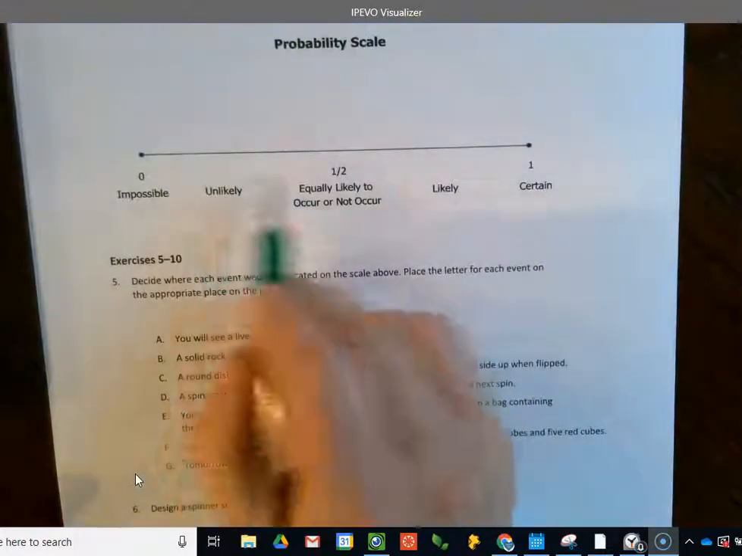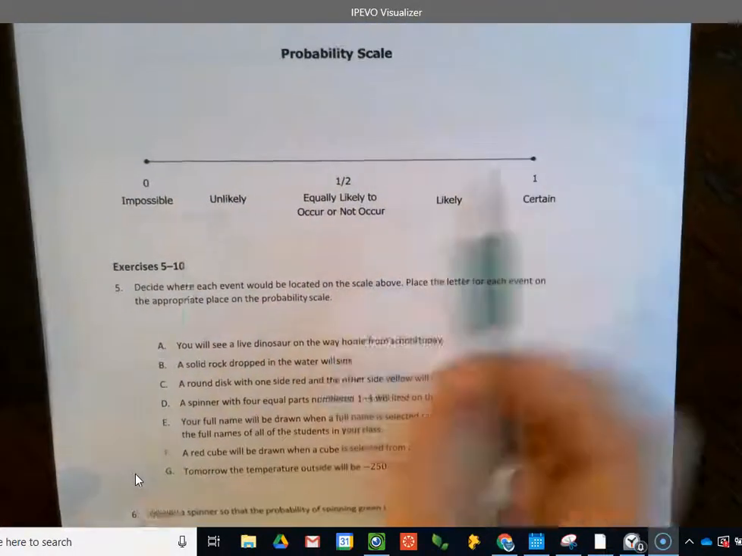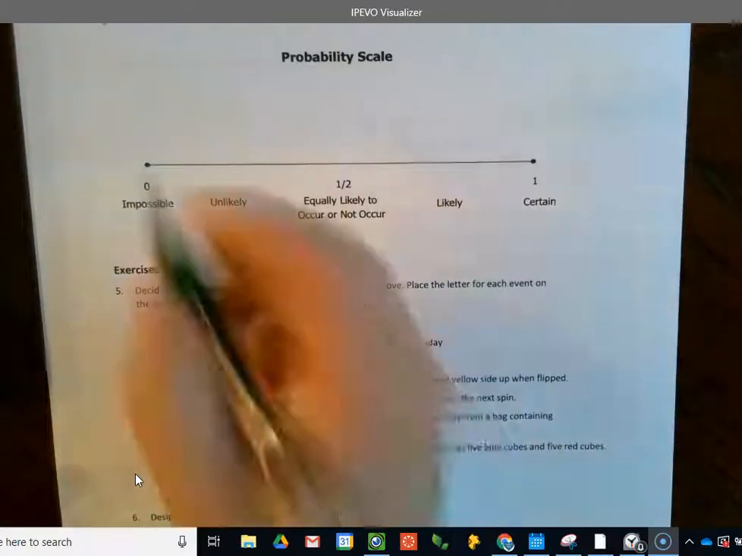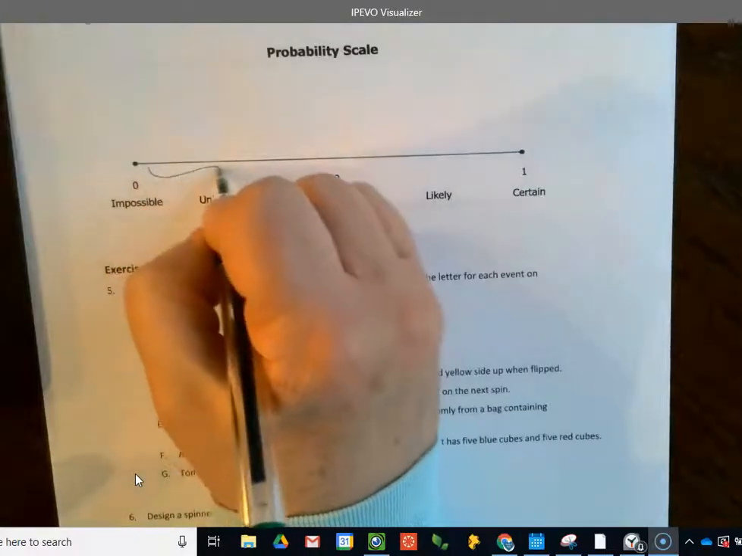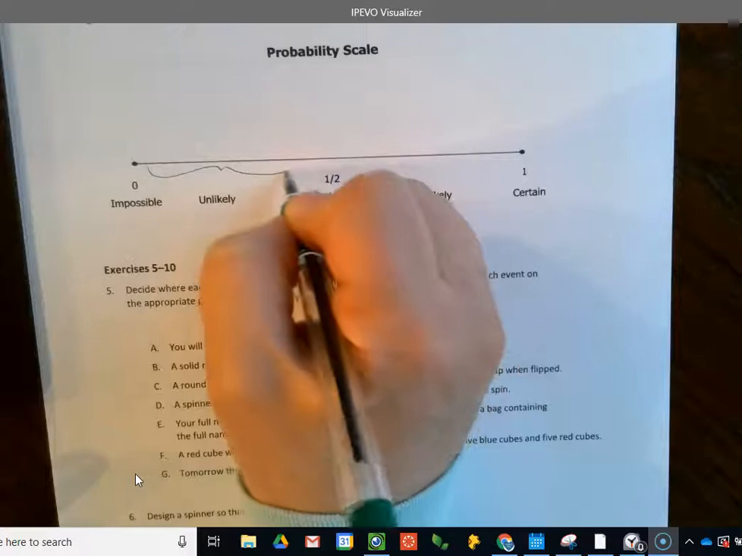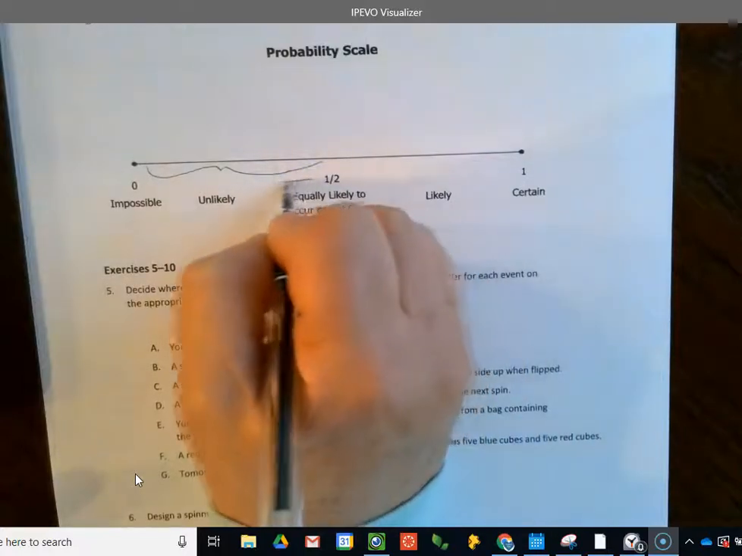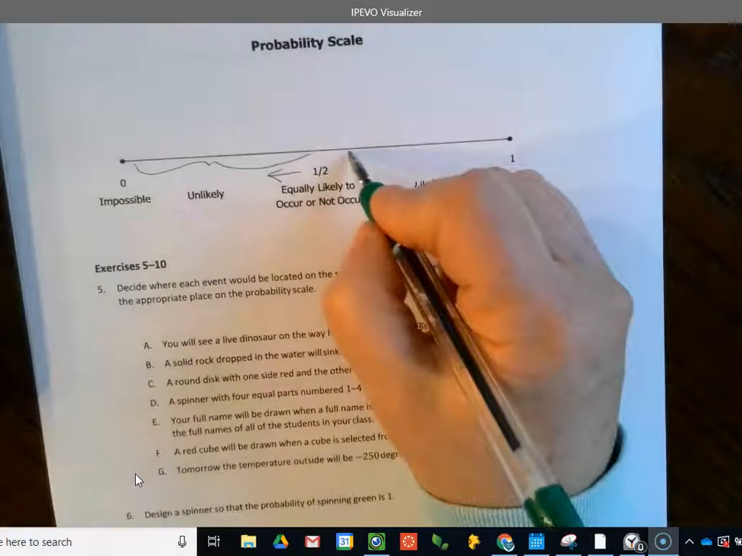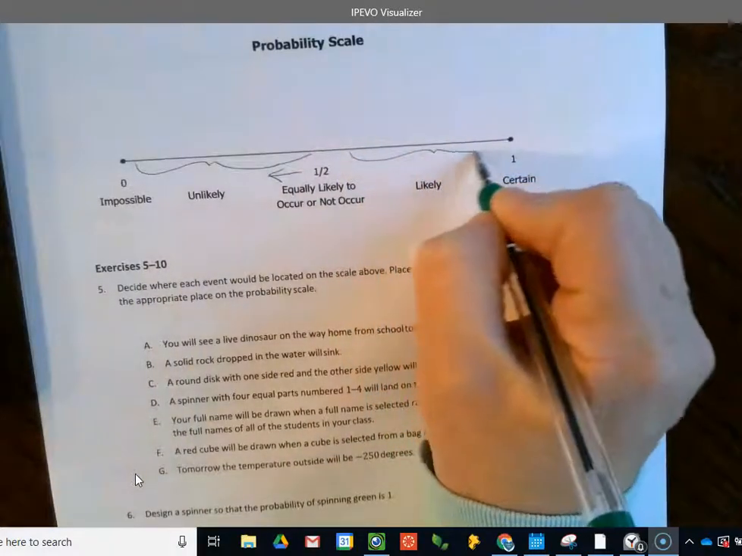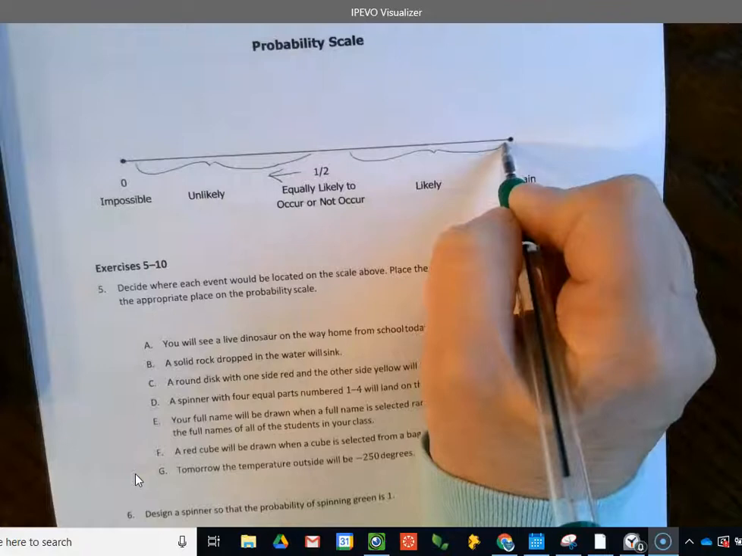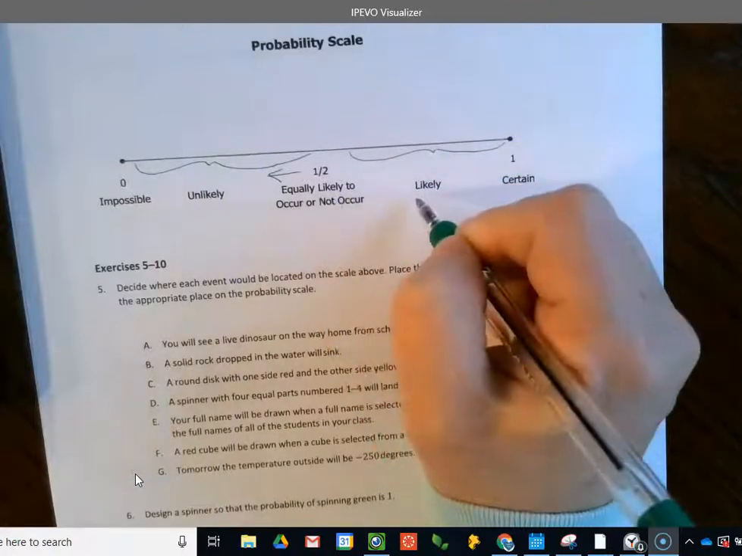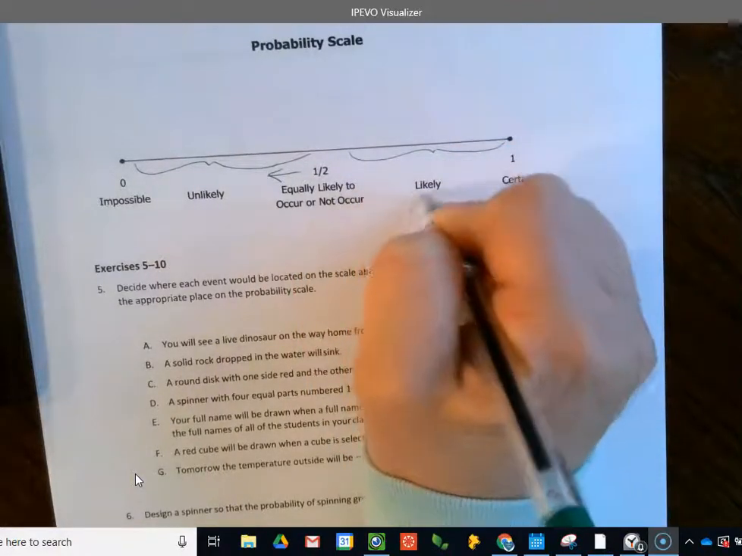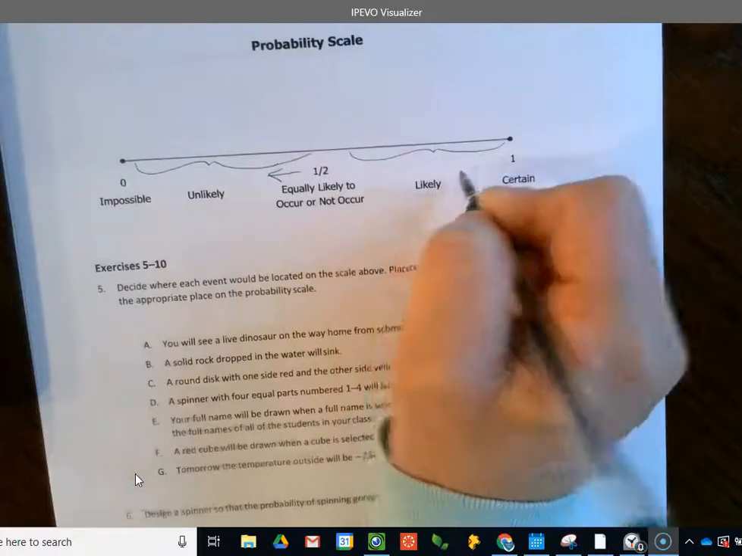Again, looking at our scale here. Impossible, remember, unlikely means that it is less than 1/2. Okay? And likely means that it is going to be greater than 1/2. Okay, that likely has to be bigger than 1/2.